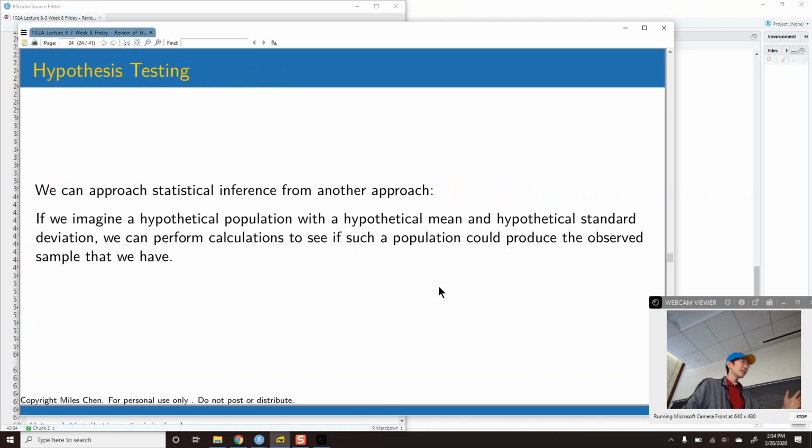All right, and then the other thing that you should have learned was hypothesis testing. And here we are approaching statistical inference from another approach, right? Instead, we say, let's imagine this hypothetical population with a hypothetical mean and a hypothetical standard deviation. Let's pretend this is what our population looks like, and ask, could this population produce the observed sample that we have?